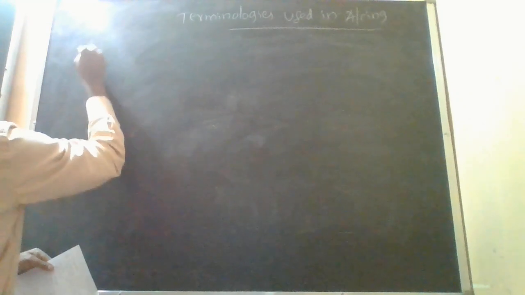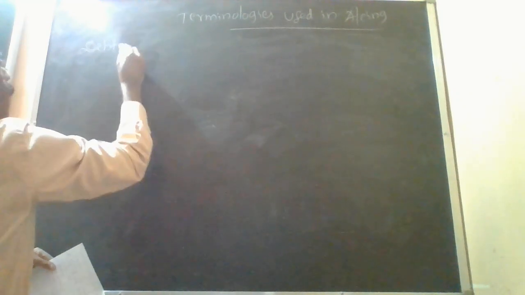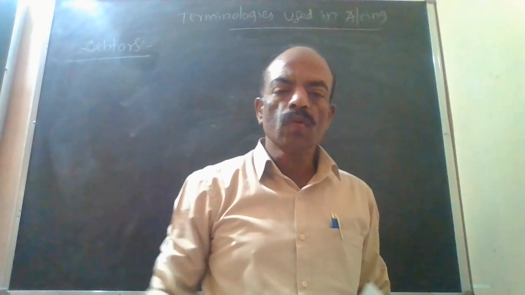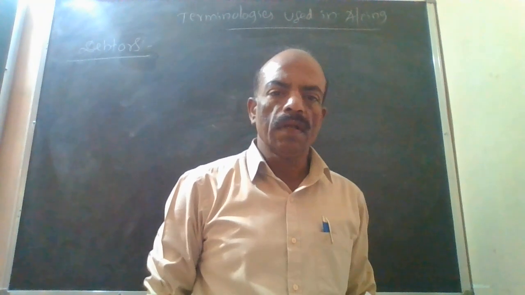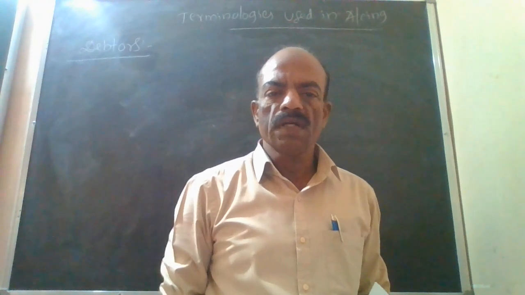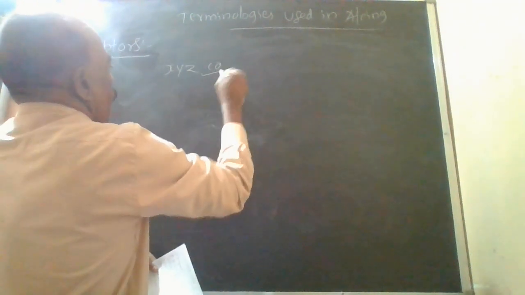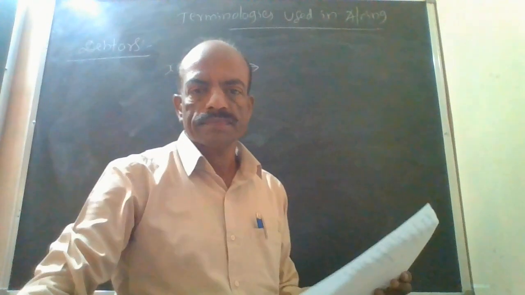Next is the debtors. The question of debtors arises when the goods are sold on credit basis. For example, ours is an XYZ company, and it sold goods on credit basis.